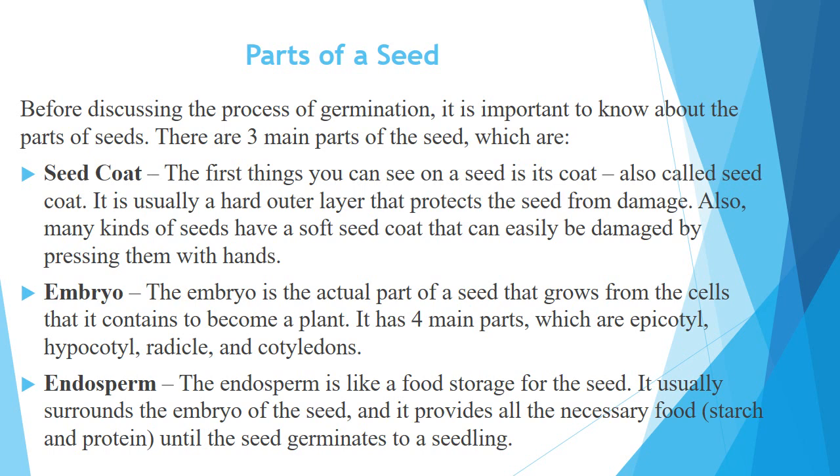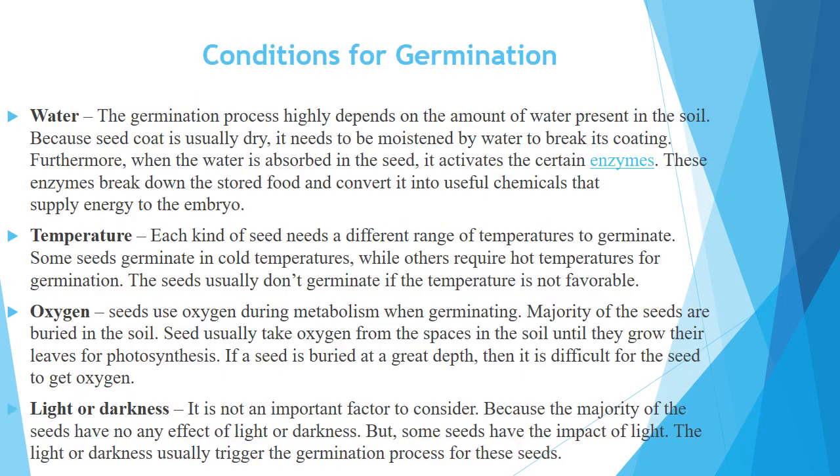Embryo. The embryo is the actual part of a seed that grows from the cells that it contains to become a plant. It has four main parts, which are epicotyl, hypocotyl, radicle, and cotyledons. Endosperm. Endosperm is like a food storage for the seed. It usually surrounds the embryo of the seed and provides all the necessary food, starch, and protein until the seed germinates into a plant.